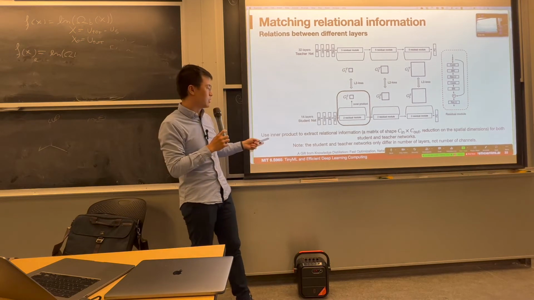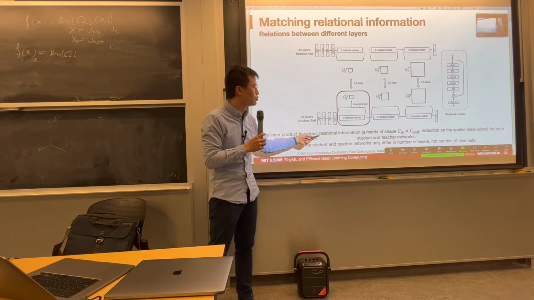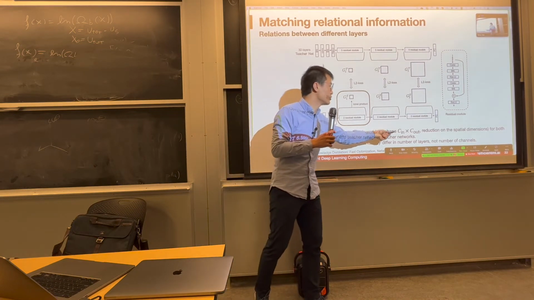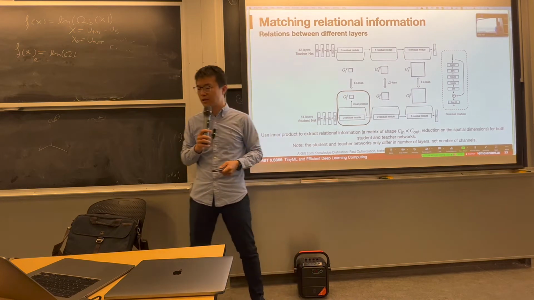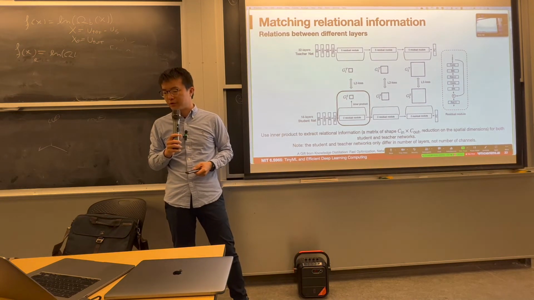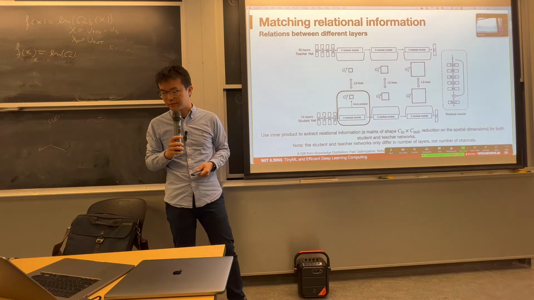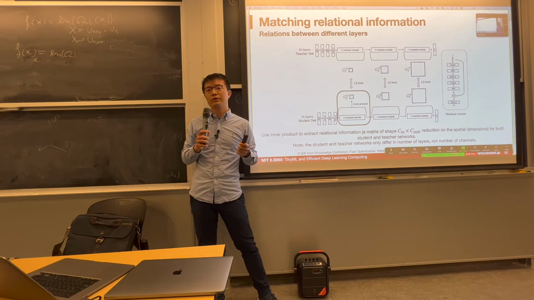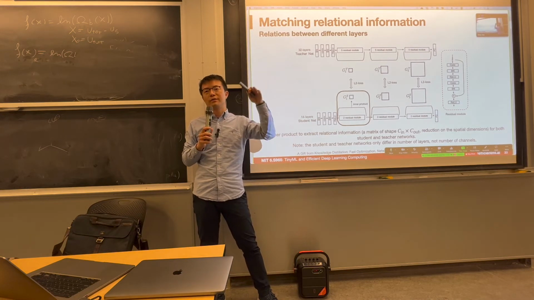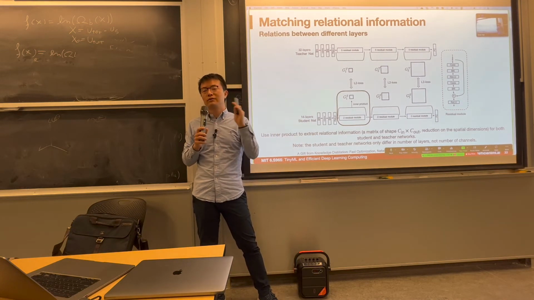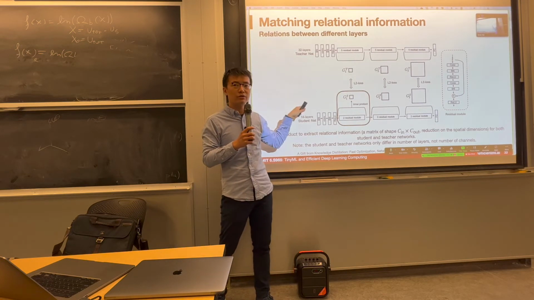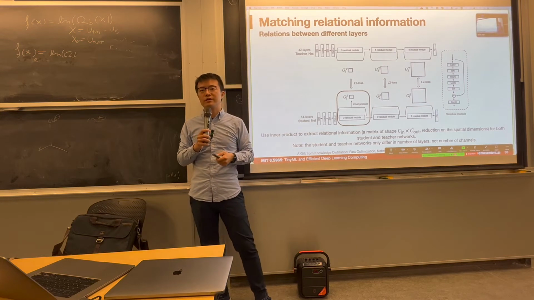Here we use this inner product to extract the relational information, which is a matrix of C in times C out, for both the teacher and the student. This is different from the conventional method where we just match individual points. Here we are matching from layer I to layer J. We are trying to match their relationships. We think the teacher model and student model should have a similar relationship among two different locations in the same neural net.